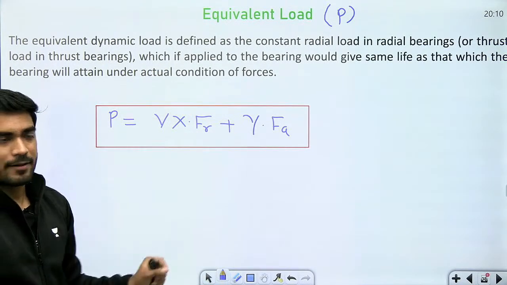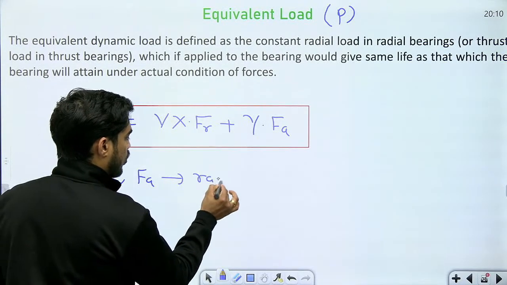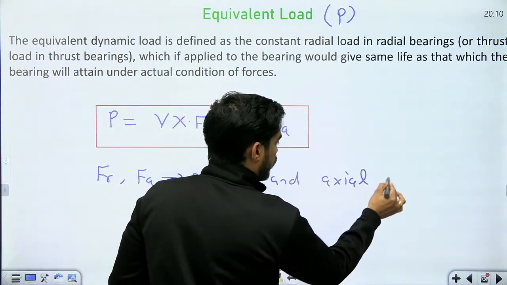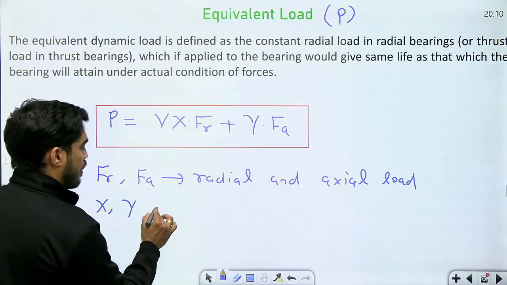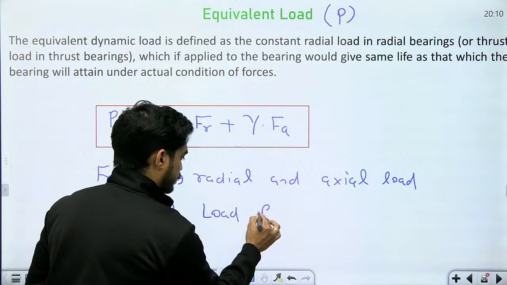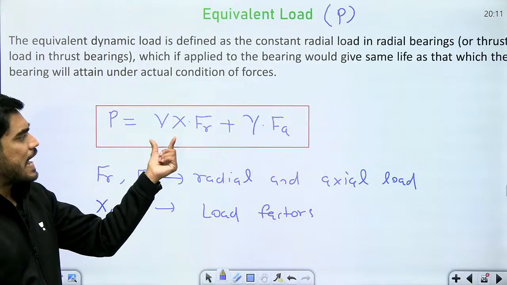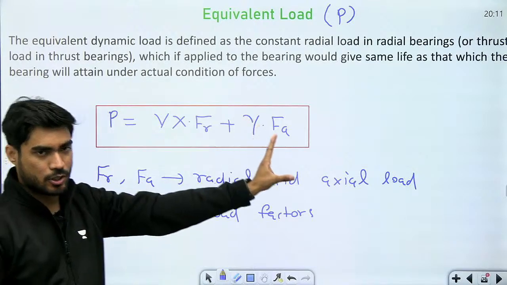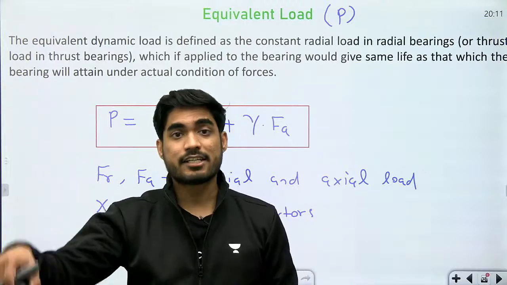What are Fr and Fa? Fr and Fa are radial and axial load. X and Y are known as load factors. What do we mean by load factors? These are the factors in order to consider the effect of radial and axial load. What will be the effect of radial load? How much damaging will be the radial load? How much damaging will be the axial load?